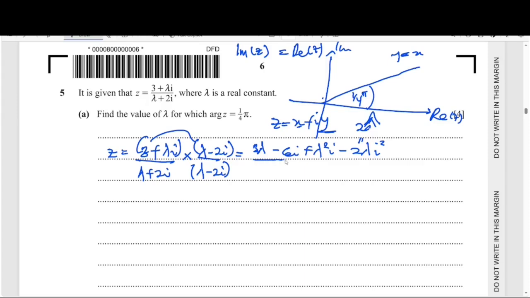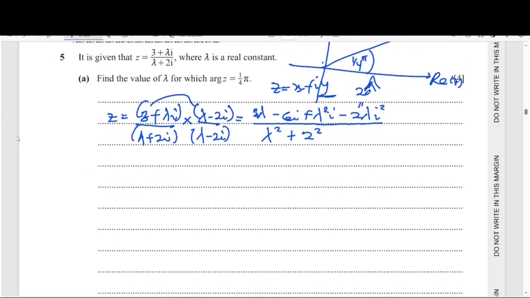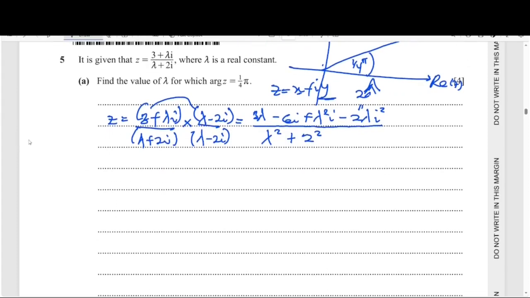All divided by, remember, when you multiply a complex number by its conjugate, the result is always the real part squared plus the imaginary part also squared, without the i. So the imaginary number is 2 squared. And let's simplify the numerator, and then we get our solutions going.